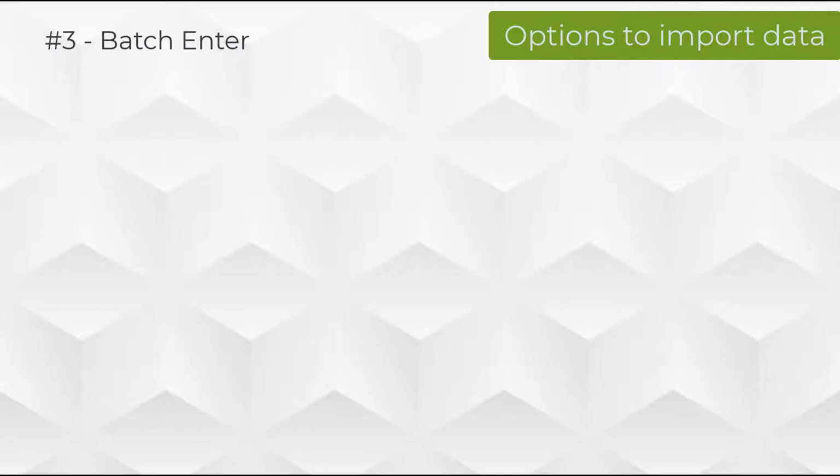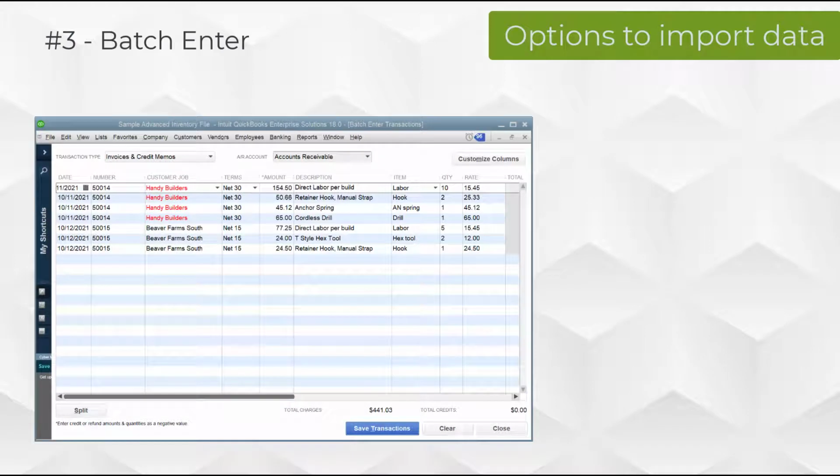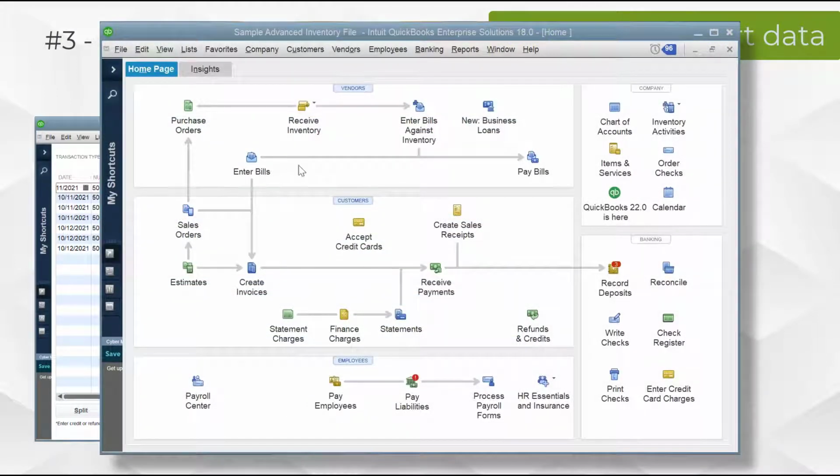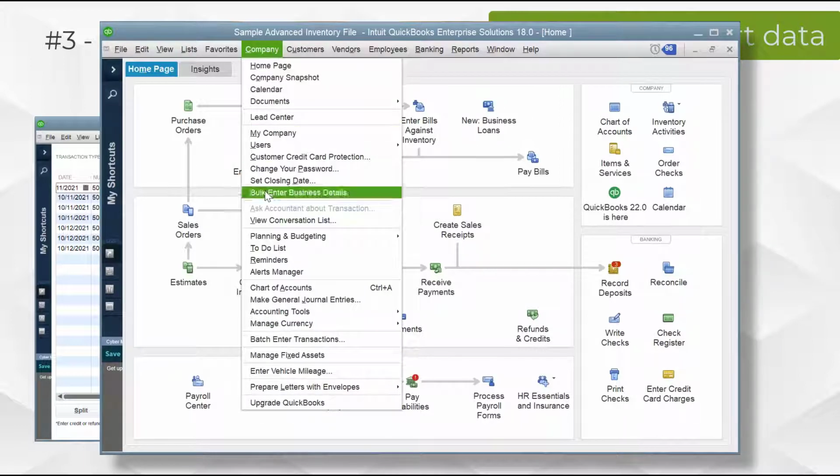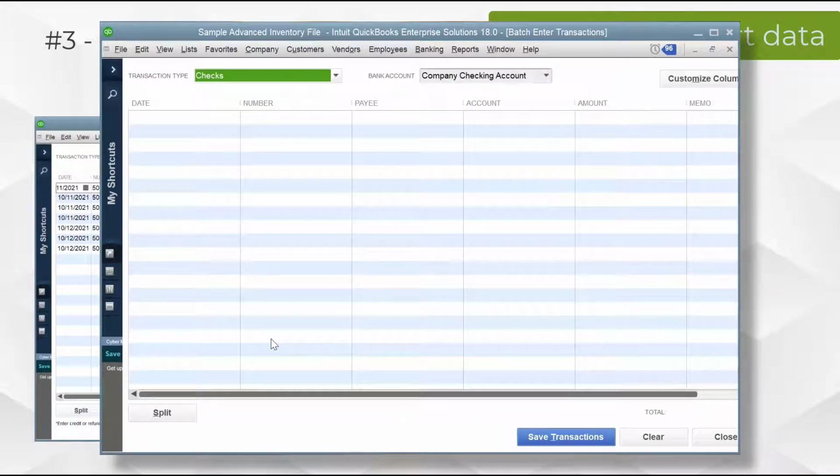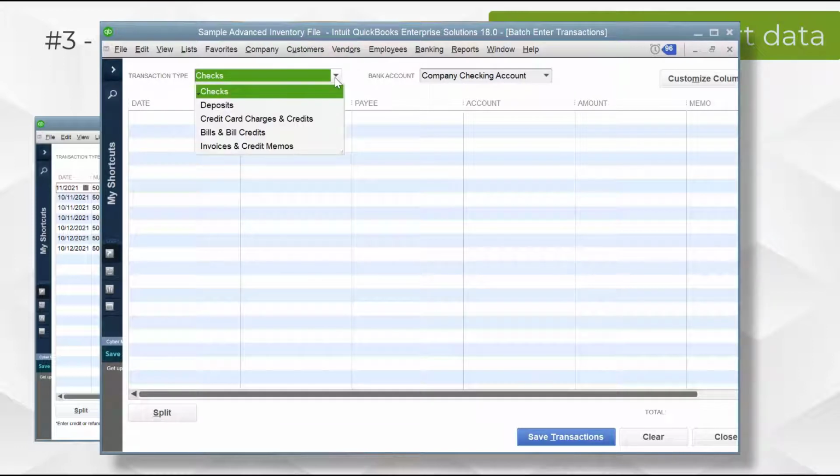So the third way to import data into QuickBooks Desktop is using the batch enter feature that is available in the higher, more expensive versions of QuickBooks. So let's have a look at that. So go to the company menu and select the option for batch enter transactions. Now that might be under the accountant's menu if you're using a different SKU or a different version of QuickBooks. So this is in the enterprise version we're looking at the moment. You'll then get this table option where you can select the transaction type that you want to import. So we've got checks, deposits, credit card charges, credits, bills and bill credits, invoices and credit memos.